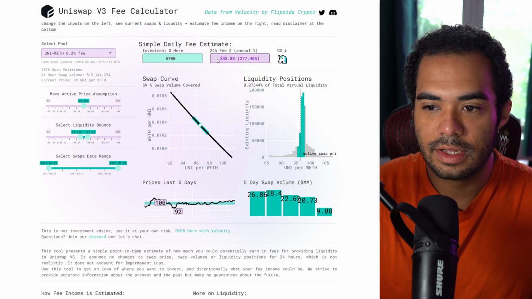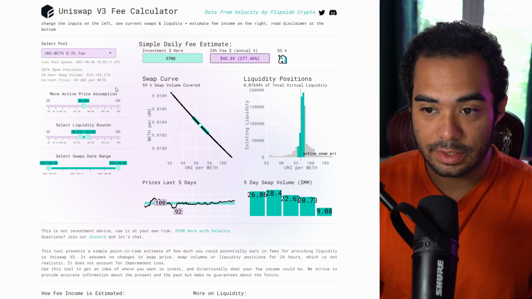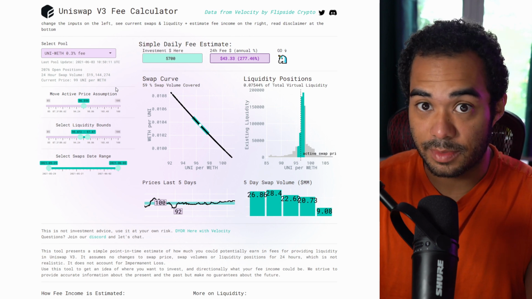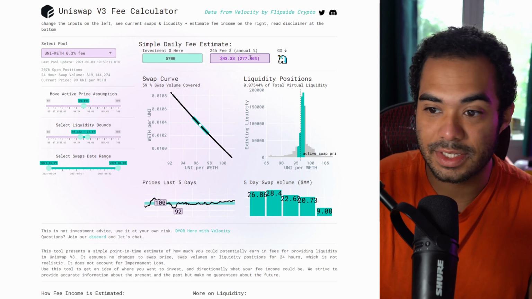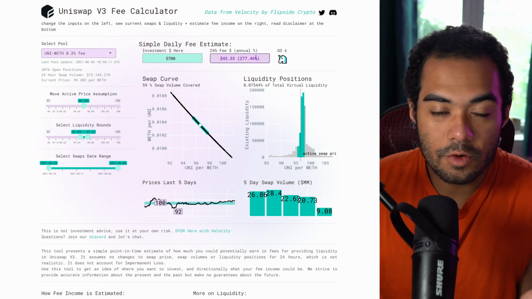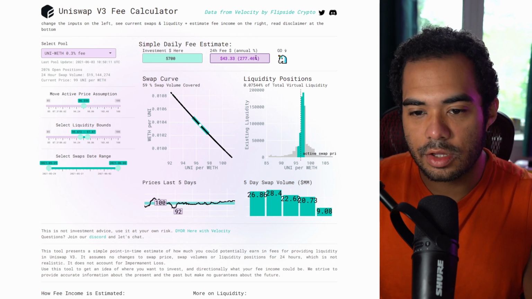You can see that 24-hour fee goes up a lot, right? And again, that's just when we're in that range, and that's probably why I got so much money the other day. You know what I mean? So this is what I'm saying. You can end up getting 277% annual returns if you want to take that risk and get those concentrated liquidity positions in those pairs.